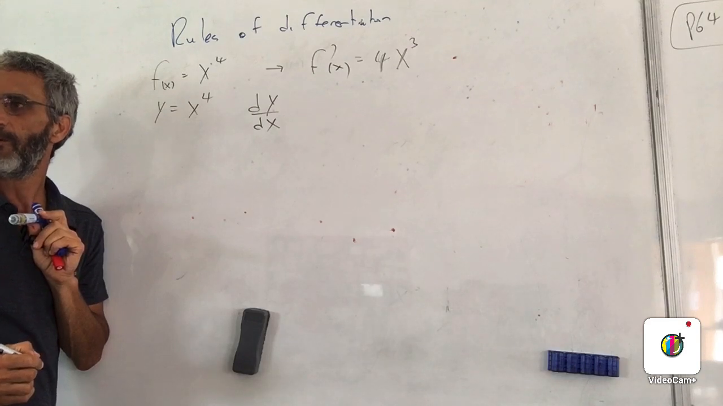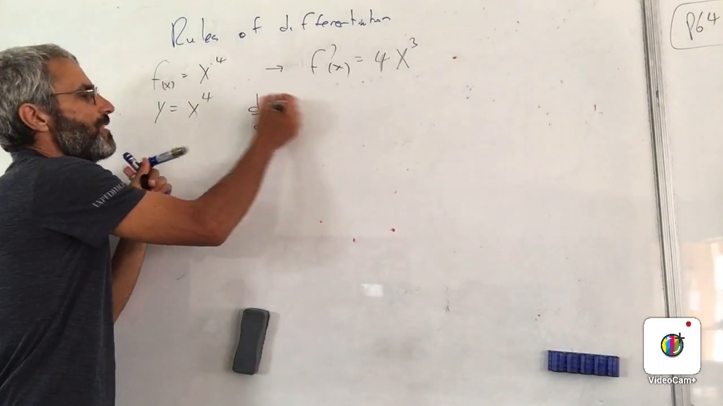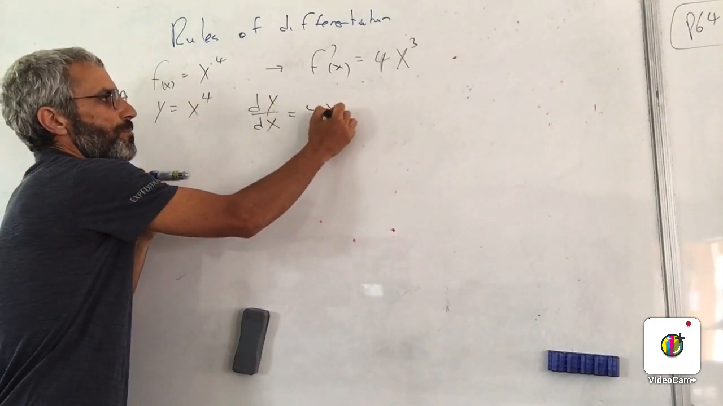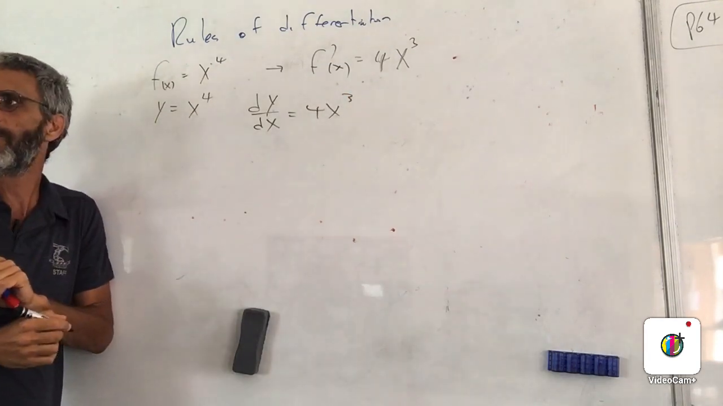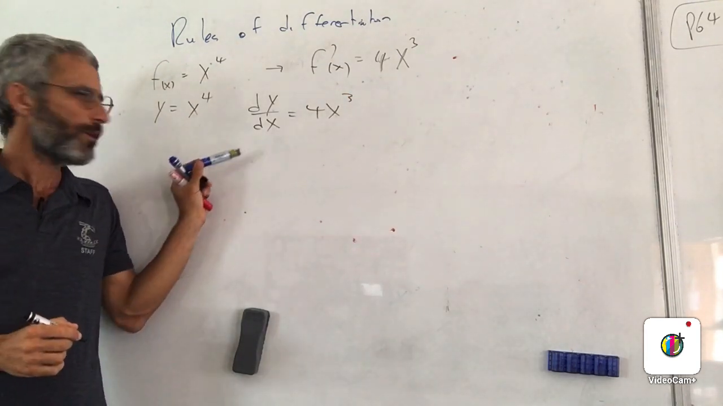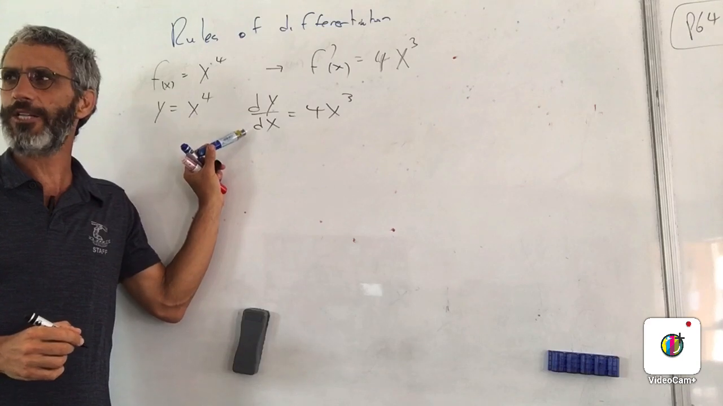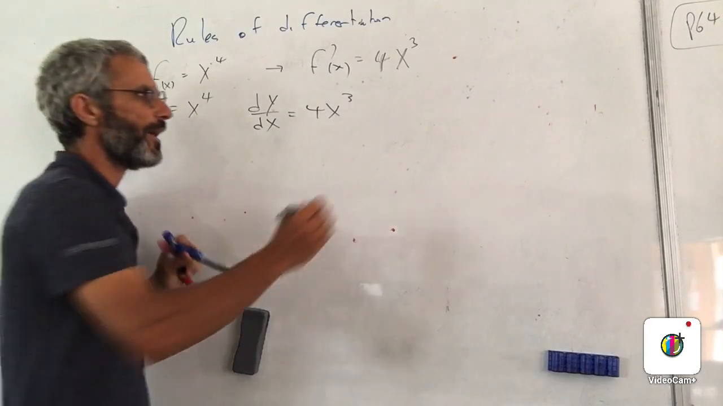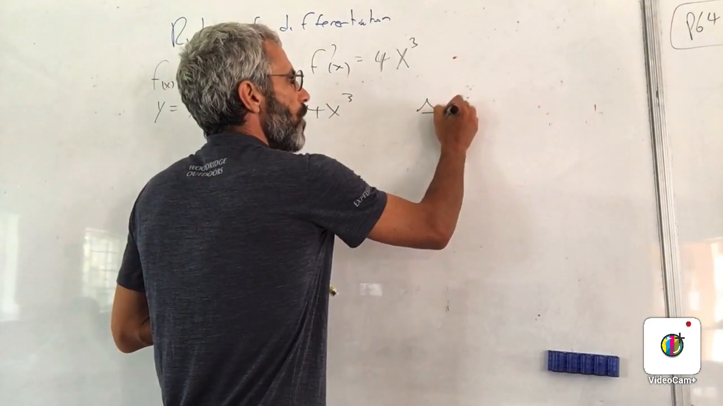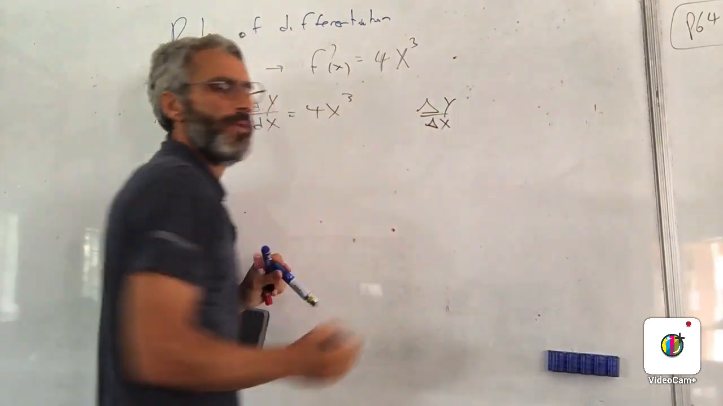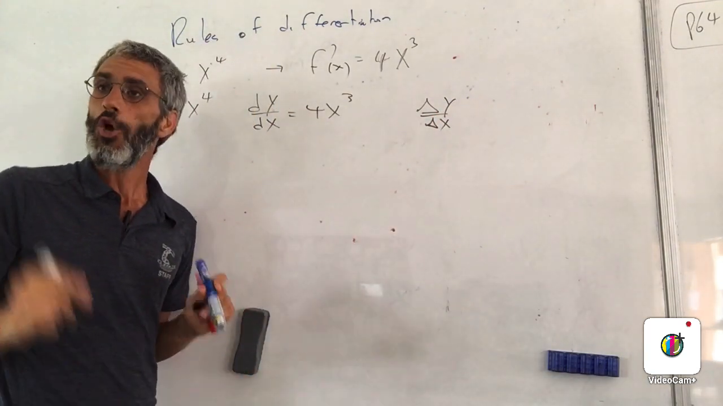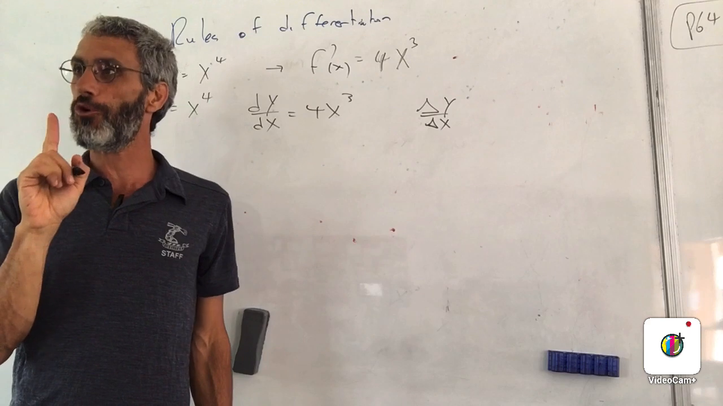Okay? And it's the same thing. The derivative of y is simply 4x to the power of 3. Now, I want to give you an idea where that dy to dx comes from. What is delta y over delta x? Remember that one? It's the gradient, but that will be your average gradient.